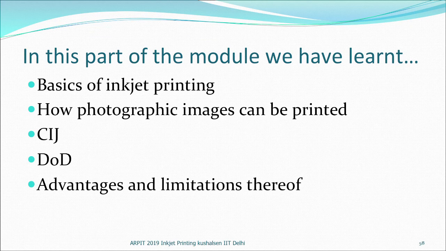So, what have we learned in this module till now? We have learned the basics of inkjet printing and also appreciated how photographic images can be printed by inkjet technology, which cannot be done by the other conventional systems. What are the general principles of continuous inkjet? What are the principles of drop on demand? And some advantages and limitations thereof, this is what we have done till now.